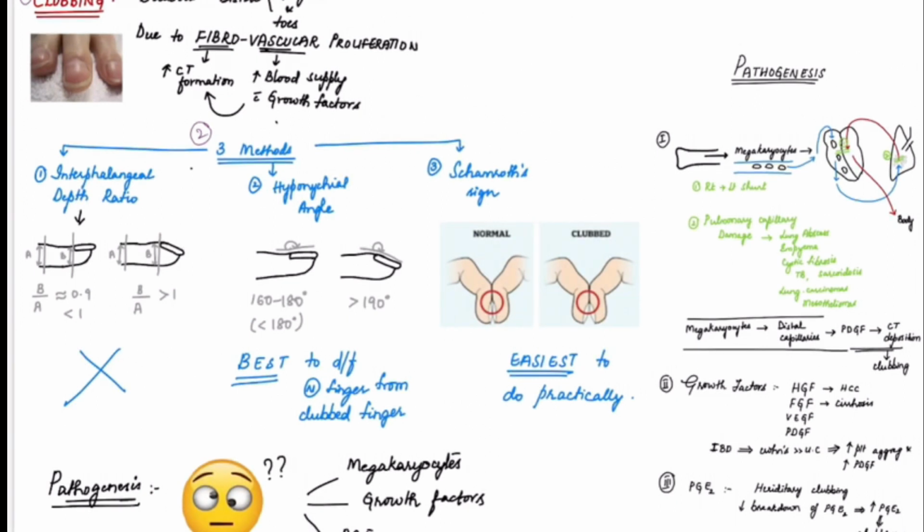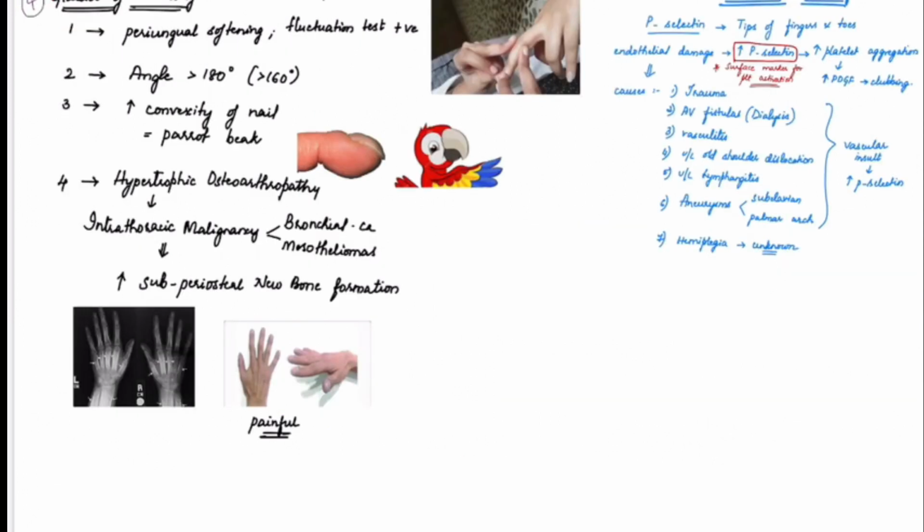The third one is to look at the pathogenesis, and it involves the megakaryocytes. When the megakaryocytes bypass the pulmonary circulation, directly reach the distal capillaries, they release the platelet-derived growth factor, causing clubbing by excess tissue deposition. The second is the growth factors. Directly when they reach the distal capillaries, they produce excess connective tissue and clubbing. The third is the prostaglandin E2. By unknown causes, it is causing clubbing, and especially it is seen in hereditary cases. The prostaglandin E2 causing clubbing.